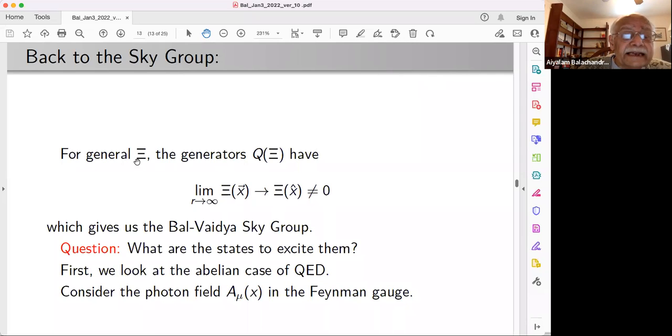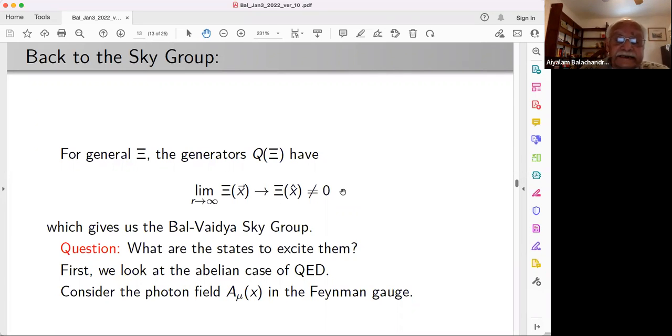In general, the generators of Kac-Moody... of the cascade sky have, as x goes to infinity, some angle-dependent limits. And this gives you the group which we wrote down. Now, there is a superselection sector which is defined by such a chi.